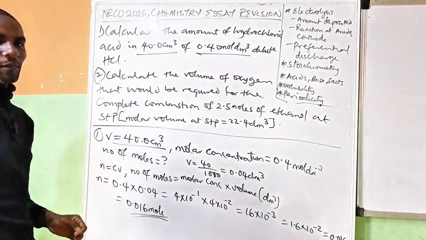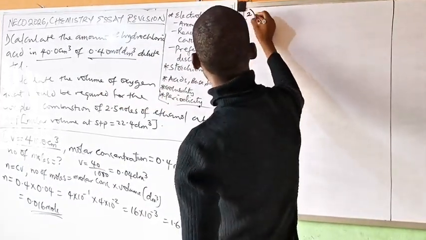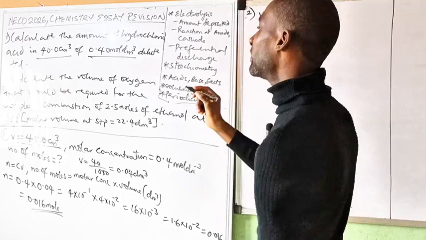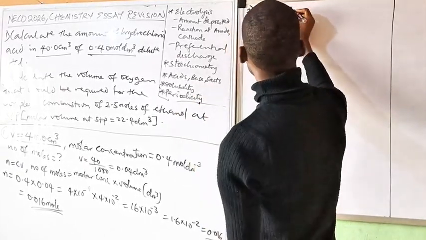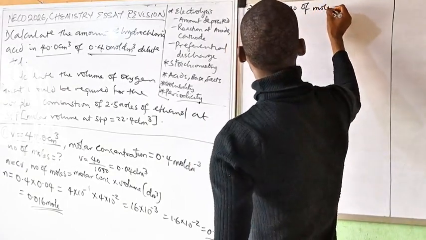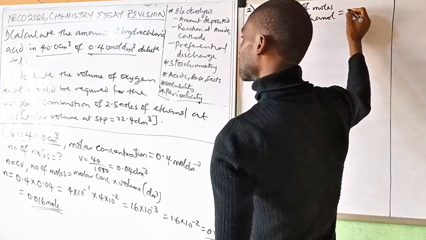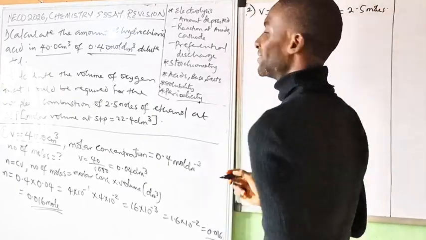That is the answer. The second question says calculate the volume of oxygen. So for number 2, we are looking for the volume of oxygen that would be required for the complete combustion of 2.5 moles of ethanol. So the number of moles of ethanol is 2.5 moles at STP.